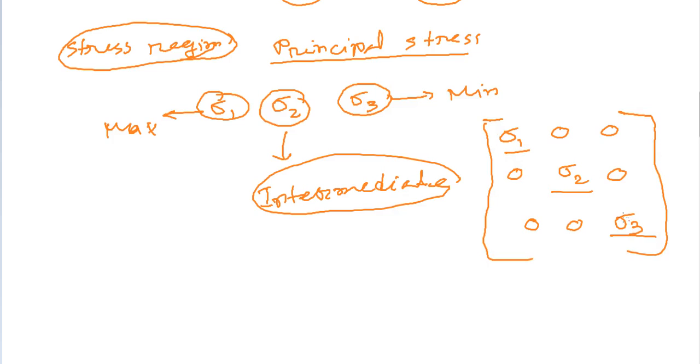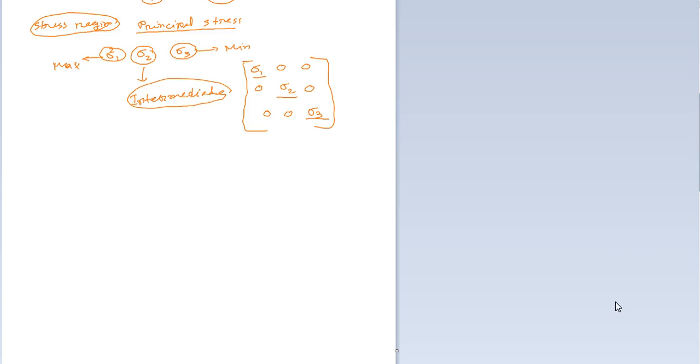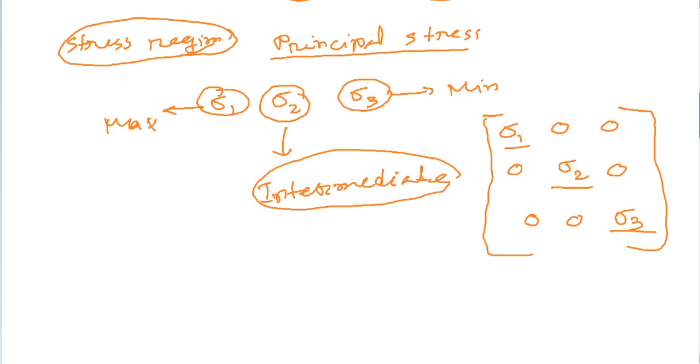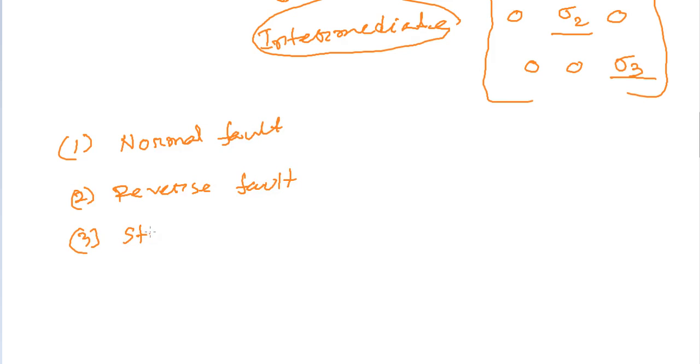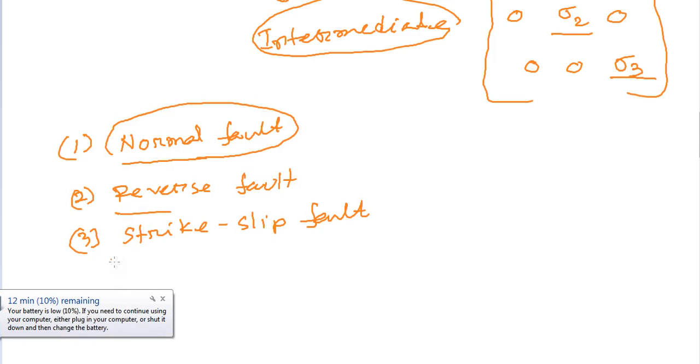The different orientations of sigma 1 and sigma 3 result in different kinds of fault. For example, there are three types of faults: one, normal fault; two, reverse fault; and three, strike-slip fault. Now I'm going to discuss what the orientation of principal stress is in the case of normal fault, reverse fault, and strike-slip fault.